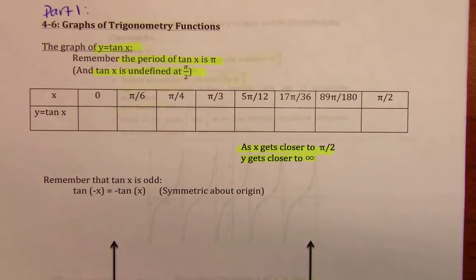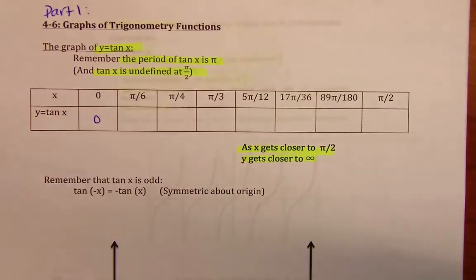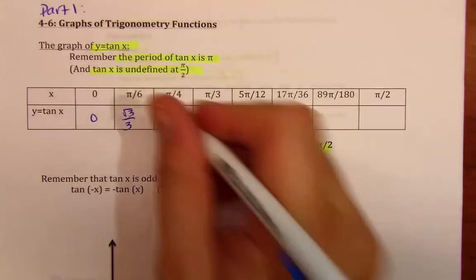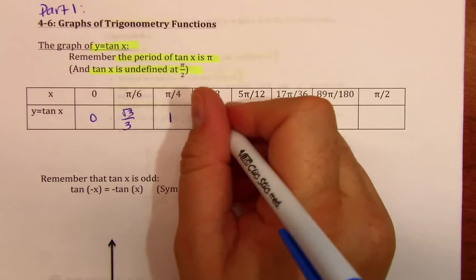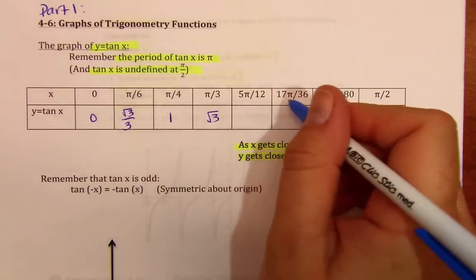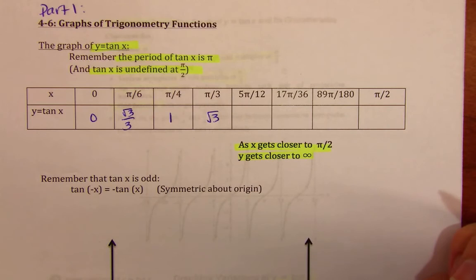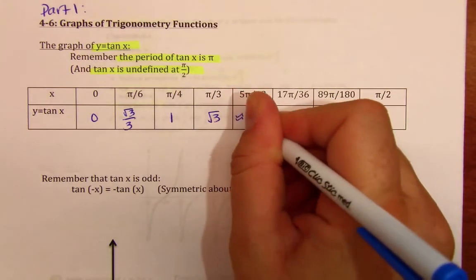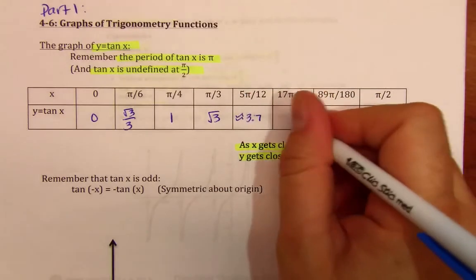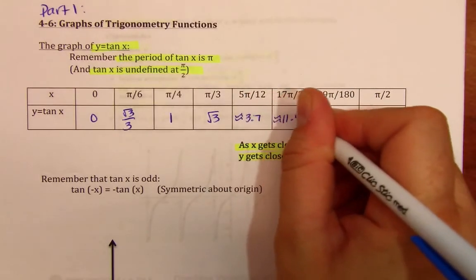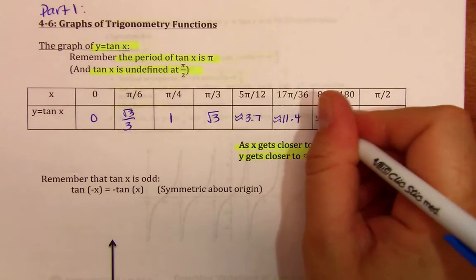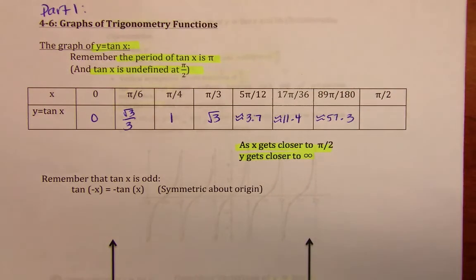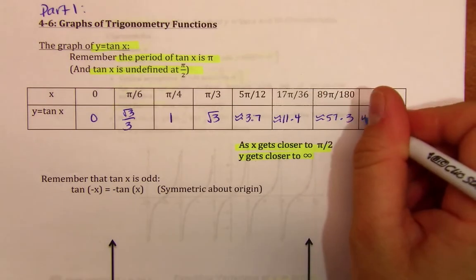But let's just start at 0. Well, tangent of 0 is 0. Tangent of pi over 6 is root 3 over 3. Tangent of pi over 4 is 1. Pi over 3 is root 3. And now we start looking at things that are not on the unit circle. And so I'm just using my calculator to get a decimal. This is about 3.7. This is about 11.4. And this is about 57.3. And if you type pi over 2 into your calculator, you're going to get undefined.